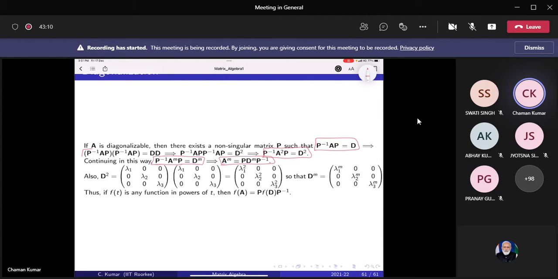Okay. Now we know if D is a diagonal matrix with diagonal entries lambda 1, lambda 2, lambda 3, then D square will be a diagonal matrix with diagonal elements lambda 1 square, lambda 2 square, lambda 3 square. And in general, we can say that D raised to M will be a diagonal matrix with diagonal elements lambda 1 raised to M, lambda 2 raised to M, and lambda 3 raised to M. Okay.